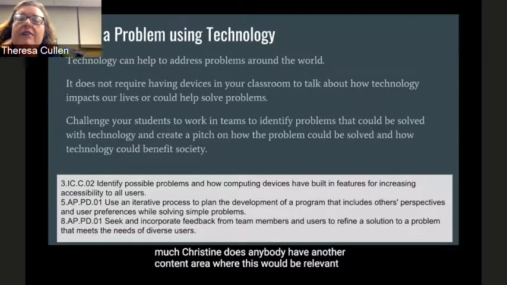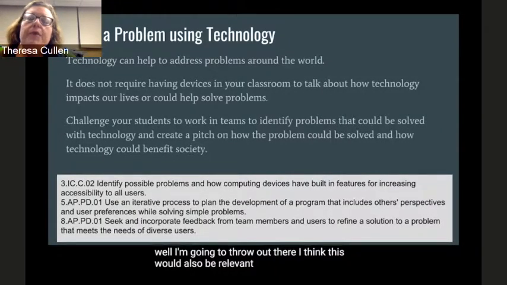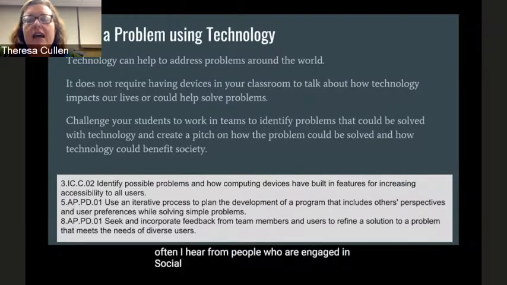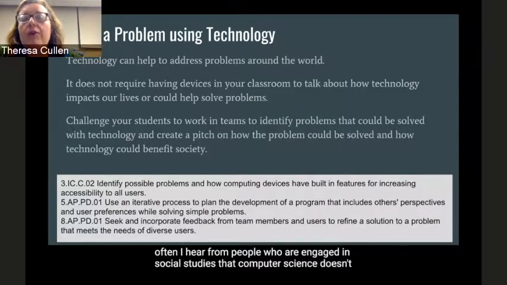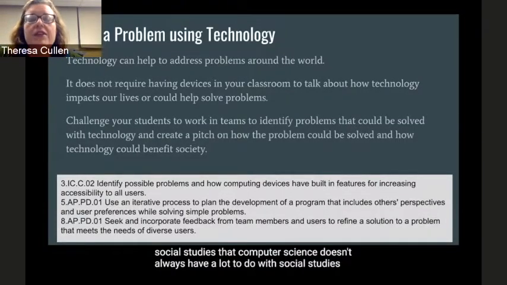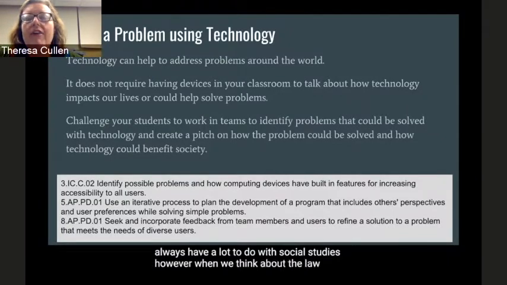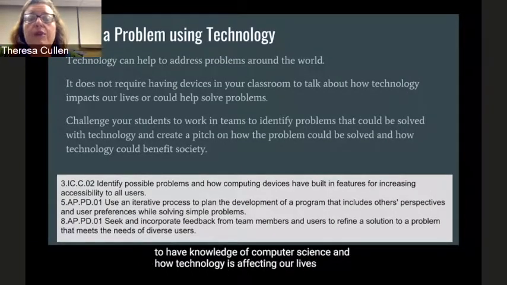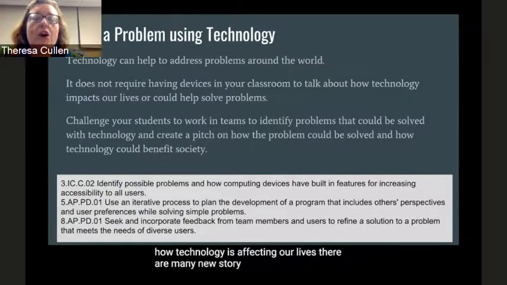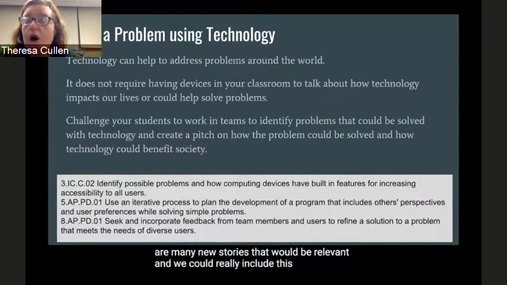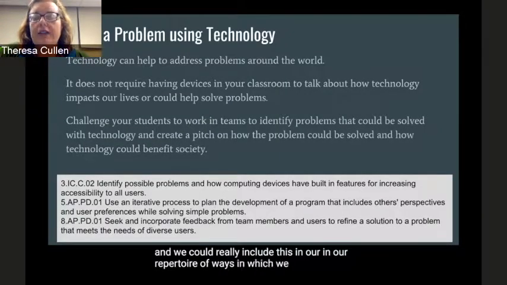Well, I'm going to throw out there, I think this would also be relevant in social studies. Often I hear from people who are engaged with social studies that computer science doesn't always have a lot to do with social studies. However, when we think about the laws and things that we will be passing that require us to have knowledge of computer science and how technology is affecting our lives, there are many news stories that would be relevant, and we could really include this in our repertoire of ways in which we could incorporate computer science in the regular classroom.